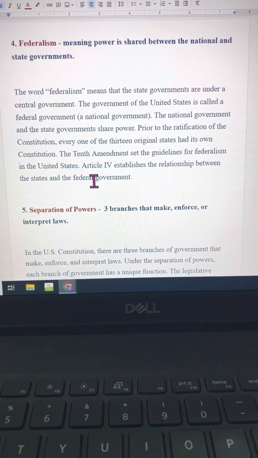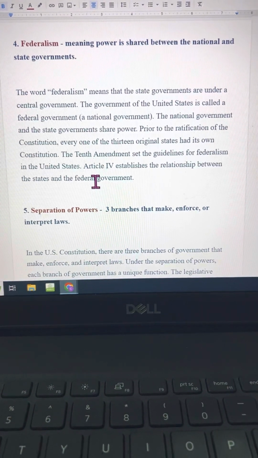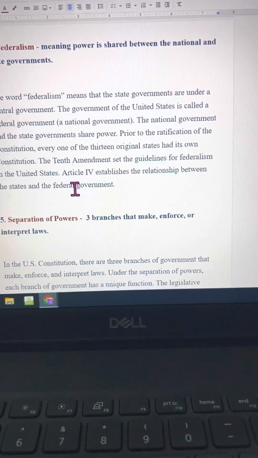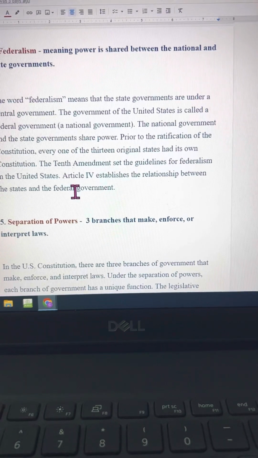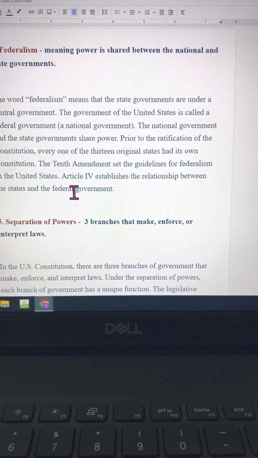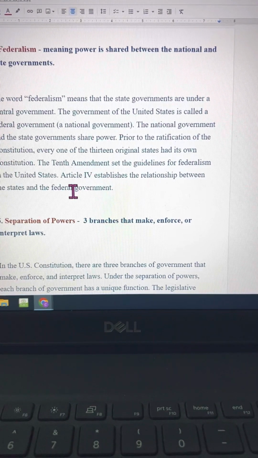Federalism, meaning power is shared between the national and state governments. The word federalism means that the state governments are under a central government. The government of the United States is called a federal government, a national government. The national government and the state governments share power.